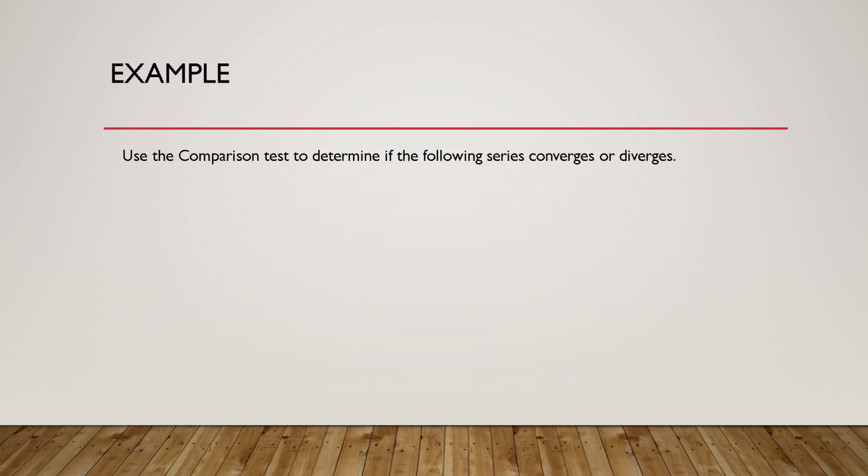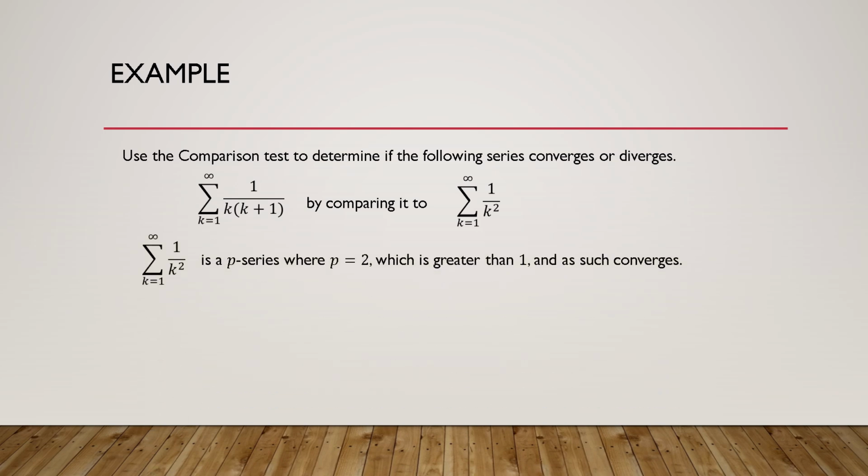As an example, let's use the comparison test to determine if a series converges or diverges. The sum from k equals 1 to infinity of 1 over k times the quantity of k plus 1, by comparing it to the sum from k equals 1 to infinity of 1 over k squared. This sum is a p-series where p equals 2, which is greater than 1, and as such, the series converges.